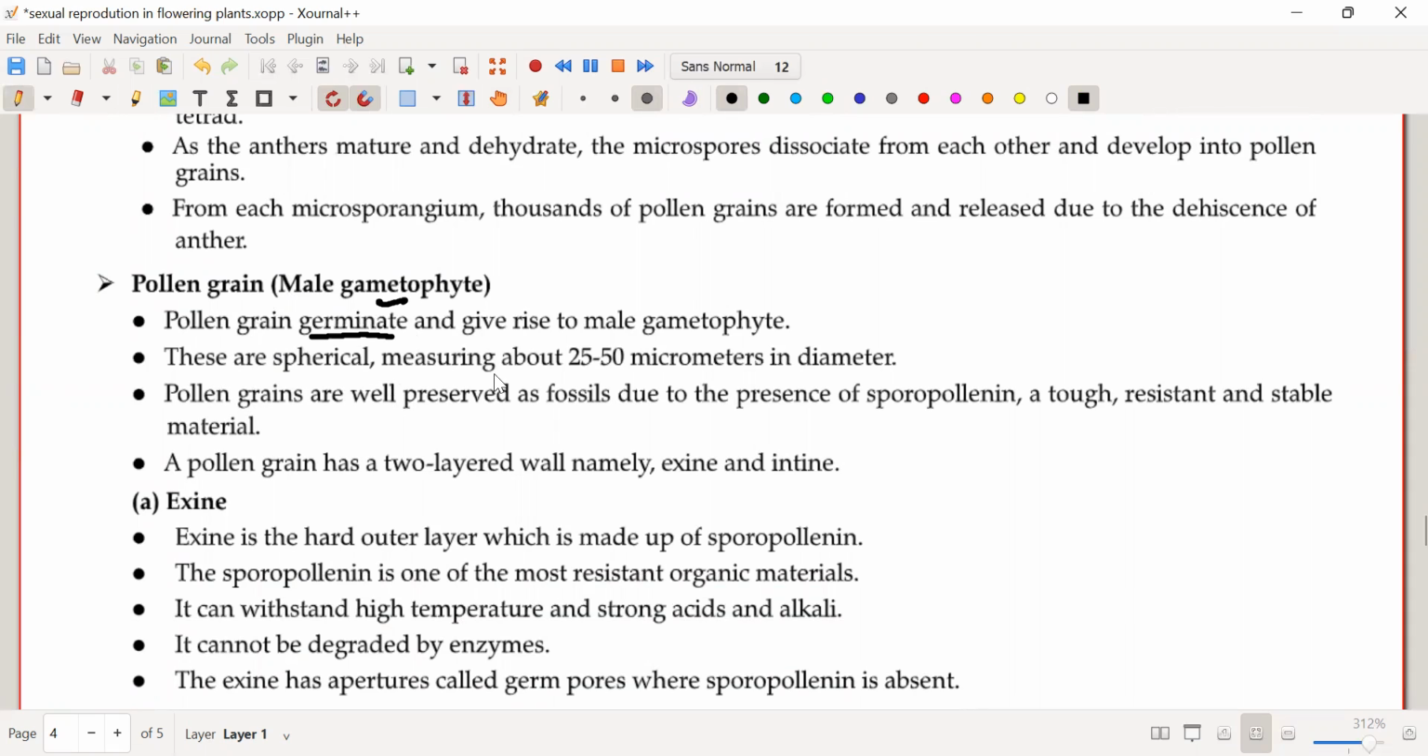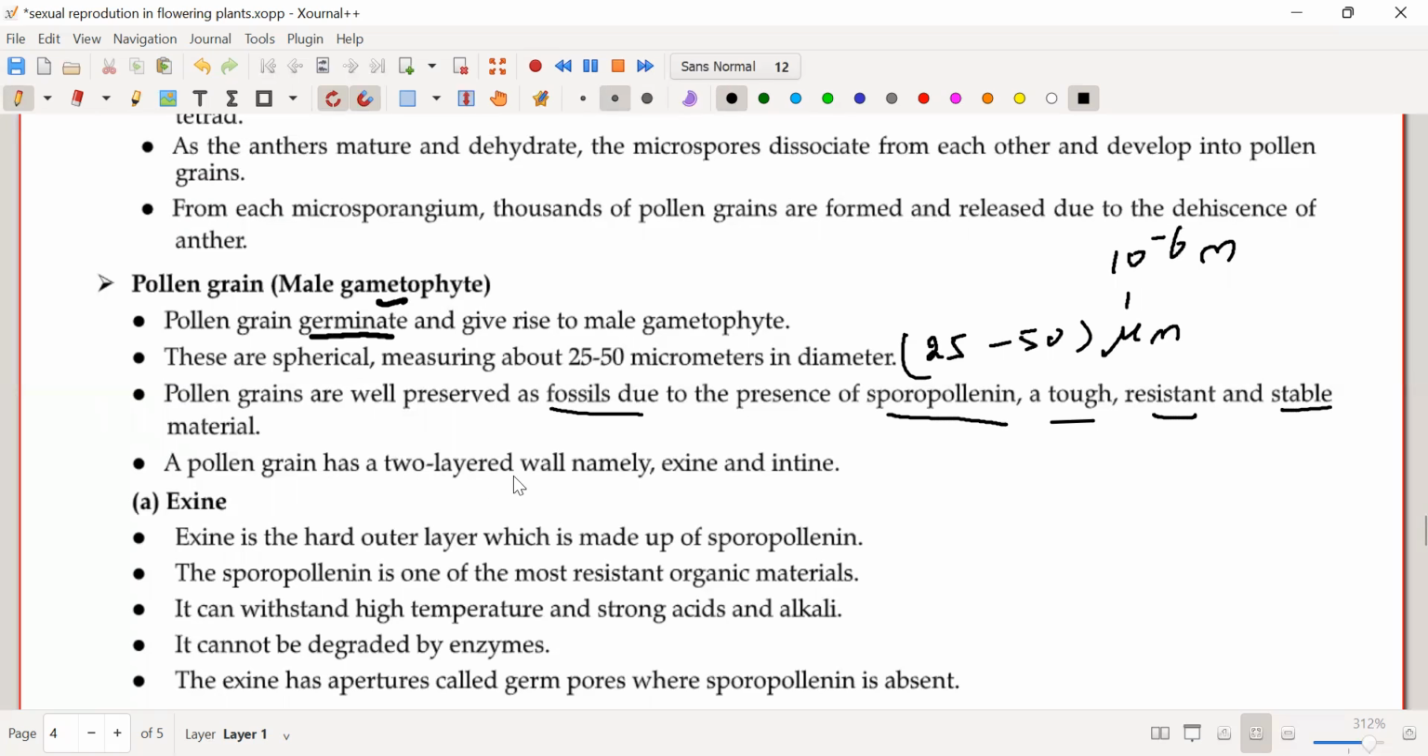These are spherical, measuring 25 to 50 micrometers. What is a micrometer? This is 10 to the power minus 6 meter, in diameter. Pollen grains are well preserved as fossils due to the presence of sporopollenin, a tough, resistant, and stable material.